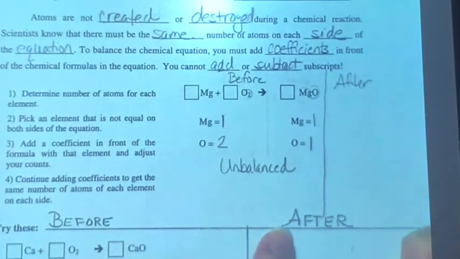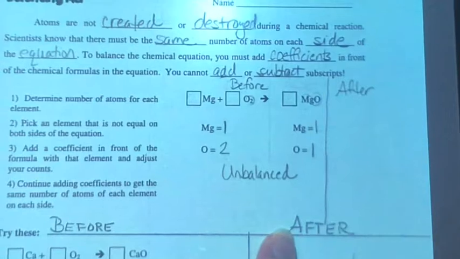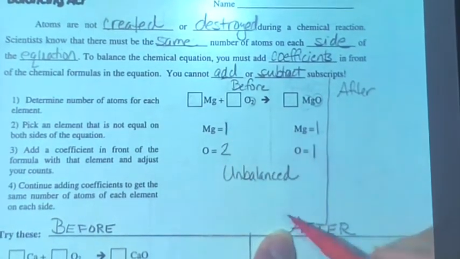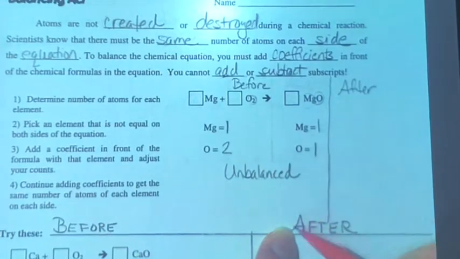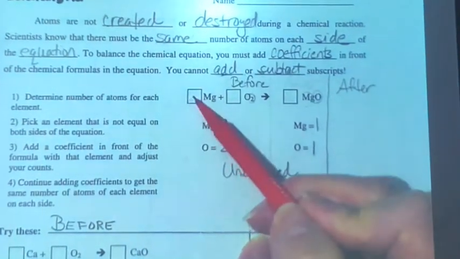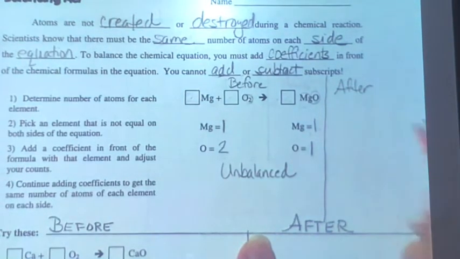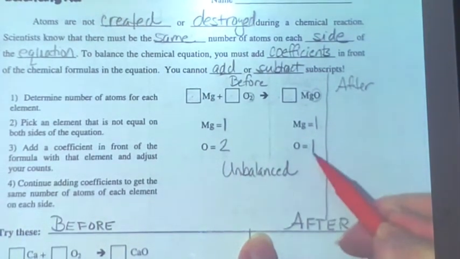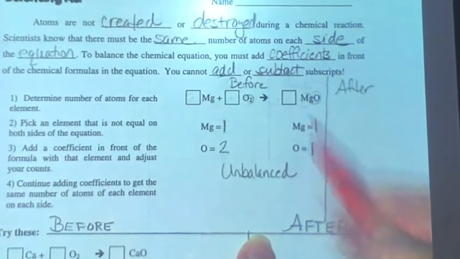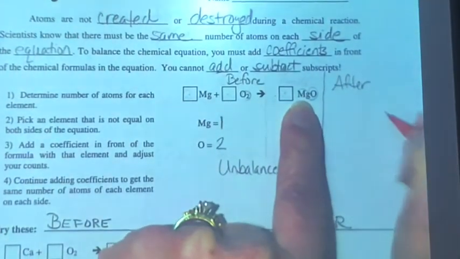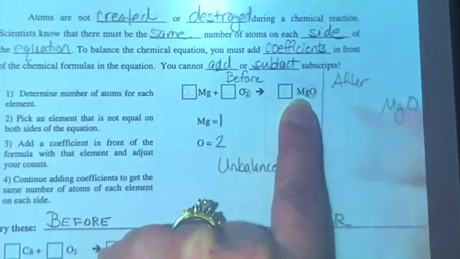So what we need to do is try to balance it now. We need to get these numbers of each element the same on both sides of the equation. And we do that by putting coefficients in these little boxes right in front, all right? So we know that we need to have 2 oxygens. So I know that there's going to have to be a 2 in front of this magnesium and oxygen. I'm going to rewrite it here.